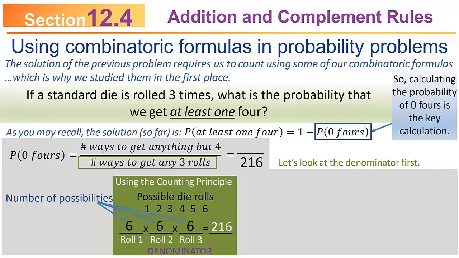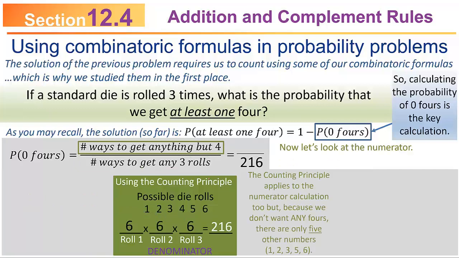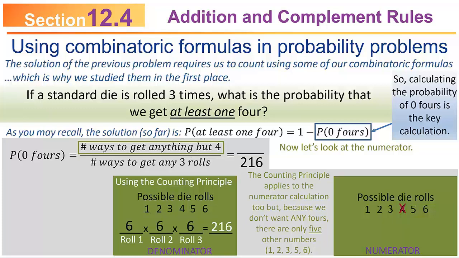Well, after having done the calculation we just did, I think you'll see that it's pretty easy to look at the numerator and see that it's the same thought process, but this time we're not allowing the possibility of getting a 4 because we're looking for the number of ways to get anything but a 4. So we knock the 4 out as being a possibility, but the process stays the same. We're still doing 3 die rolls. We just don't want any 4s.